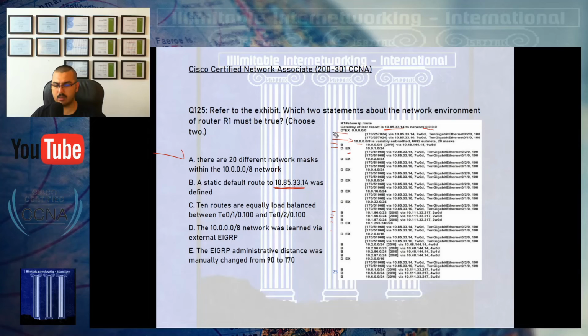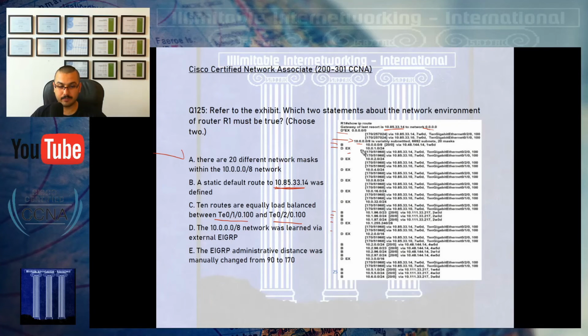It's an external EIGRP, so there is a redistribution that will happen between the static default and the EIGRP. One minute. C says 10 routes are equally load balanced between this interface and this interface. You're joking. This means that there are 10 routes in this routing table. All these 10 routes have 2 outbound interfaces.